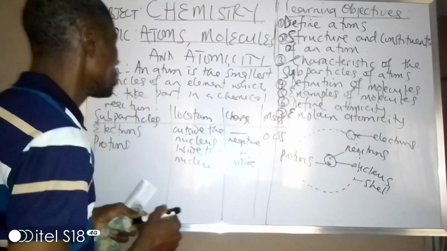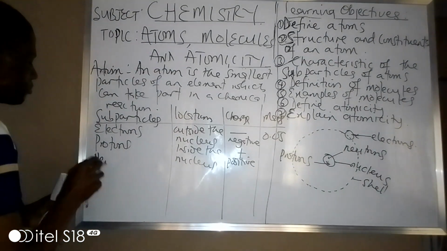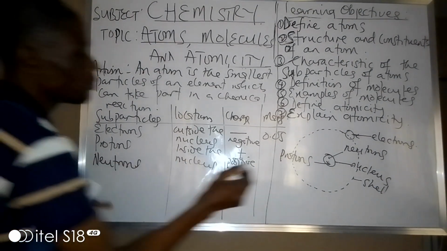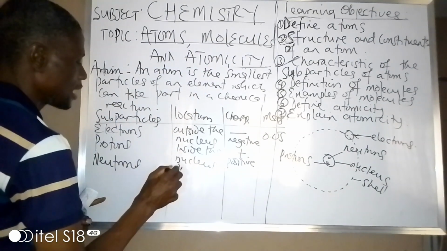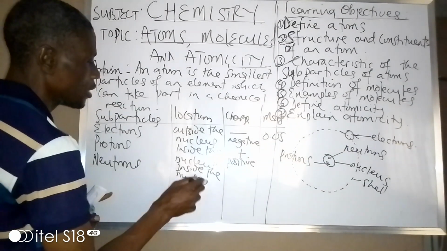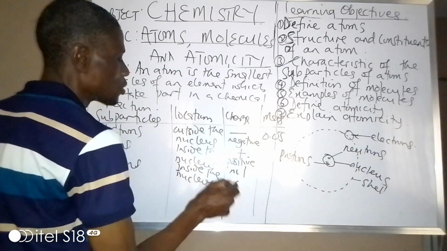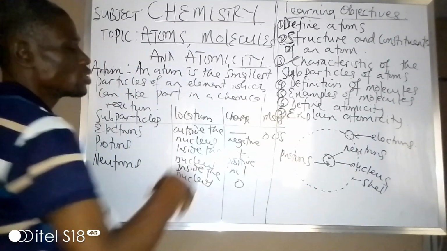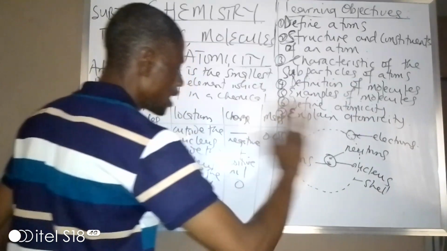Now, having said that, what about the third one called neutrons? Neutrons, you can see from the diagram, are also found inside the nucleus, just like protons. Okay, what is the charge? This one is nil or 0. It does not have charge. Since your number of protons is equal to your number of electrons, the neutrons do not have charge.